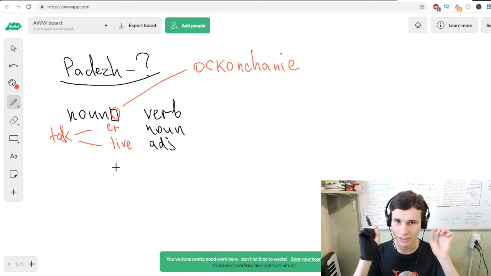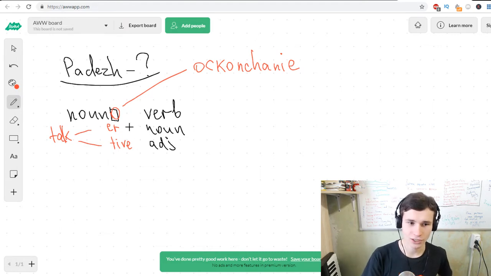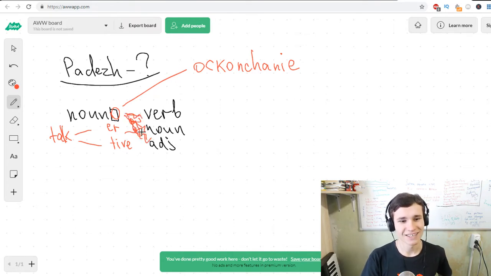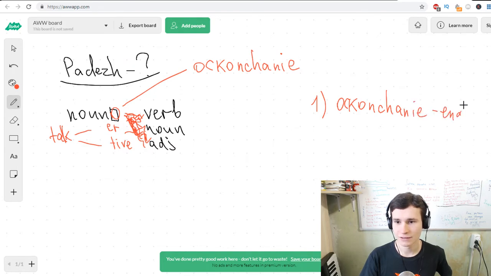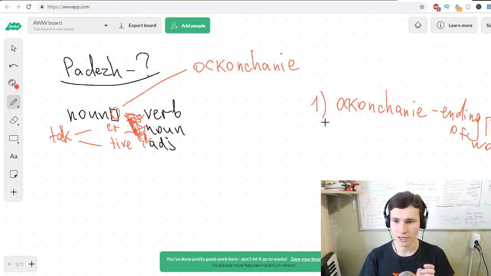Remember it. Before you start learning Padezh, what you should know is окончание. What to use for verb, for noun, for adjective, for our connection. Connection with our words. And what you should know before? First is окончание. Окончание. Ending. Is ending part of words. This is the first thing you should know before learning Padezh. What is окончание? It is the ending part of words.